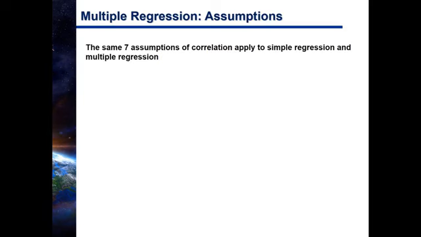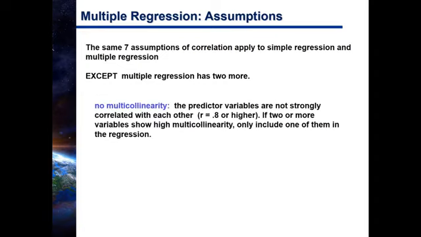So the 7 assumptions that we learned for correlation also apply for simple and multiple regression, right? So they overlap completely. However, multiple regression has 2 additional assumptions. The first one is called multicollinearity, or actually the absence of, because the assumption is that we will have no multicollinearity.